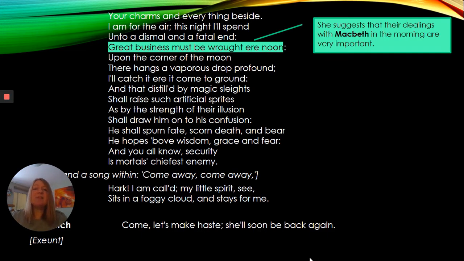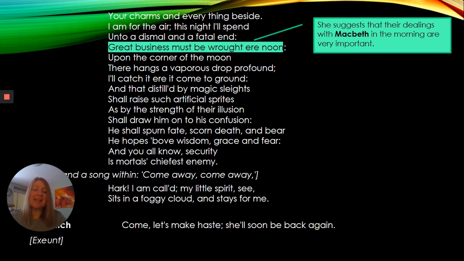Now, Hecate seems to suggest that their dealings with Macbeth at that meeting are very important. She describes it as great business. And the use of the word wrought here, it's a word that is usually used for crafting. So you get wrought iron that has been crafted and shaped by a blacksmith. You also get a playwright. Now, the wright part of that word is from this root rather than somebody who writes a play. And this is to do with shaping and moulding in a very deliberate way. And so she's saying here that they have got to do something very particular.